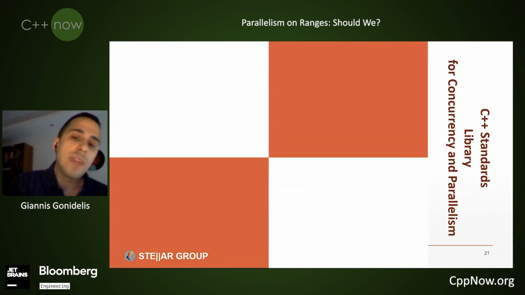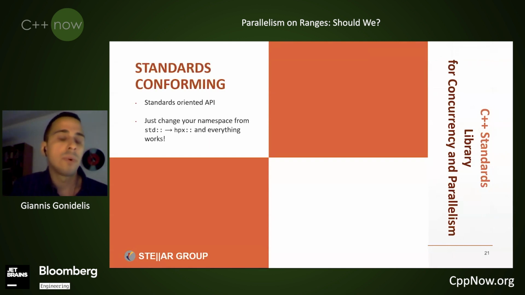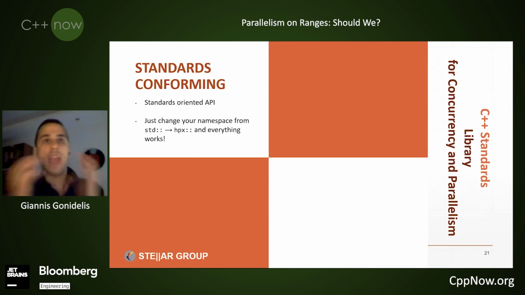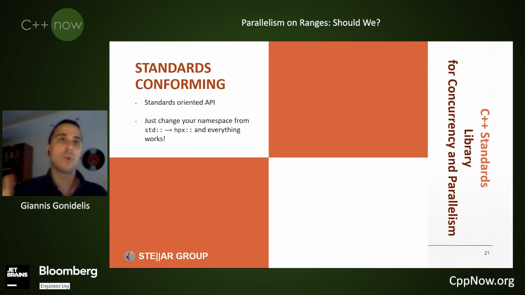So HPX is a C++ standards library for concurrency and parallelism. And there are 4 major takes here, maybe 3. First of all, and maybe the most important one, is that we are standards conforming. Standards conformance is our motto, and actually, I can stretch this out enough. You could literally write your code and change your std:: namespace to hpx:: and everything would be functional and would be working just fine. We provide the exact same APIs.